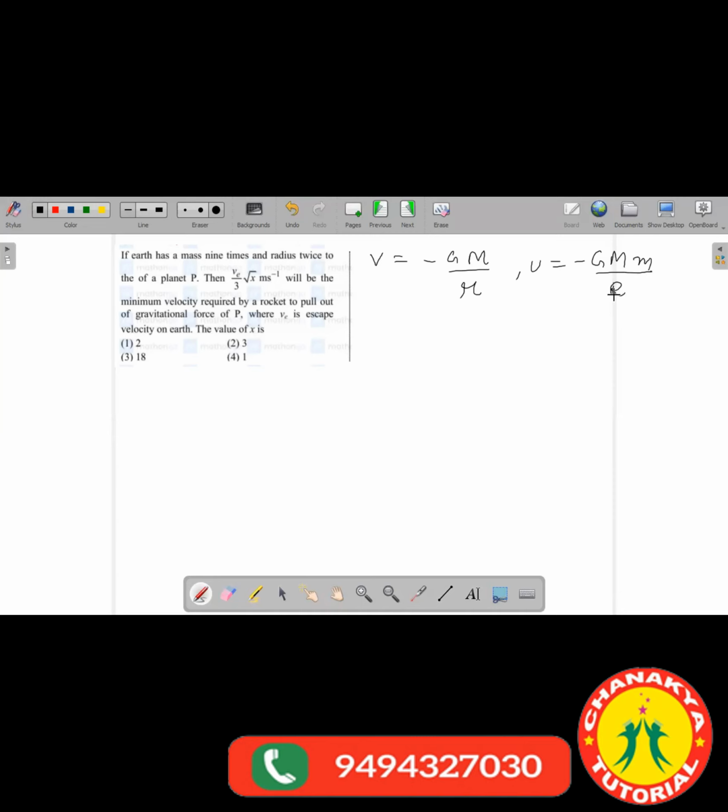Now, for the escape velocity, this gravitational potential energy should be equal to the kinetic energy. So this GMm over R should be equal to the kinetic energy, 1 by 2 mv squared. From this expression we find the value of escape velocity as square root of 2GM over R, the escape velocity on the surface. So you can see you have an expression for mass and also for R.